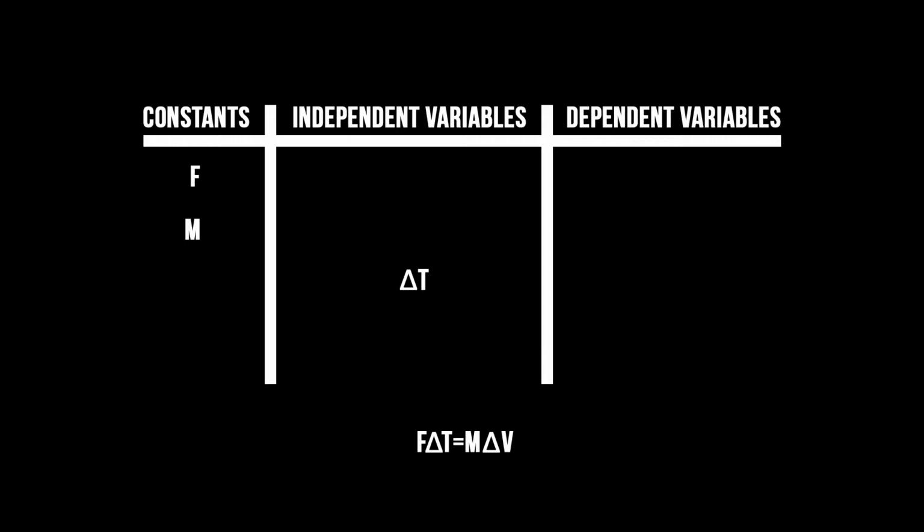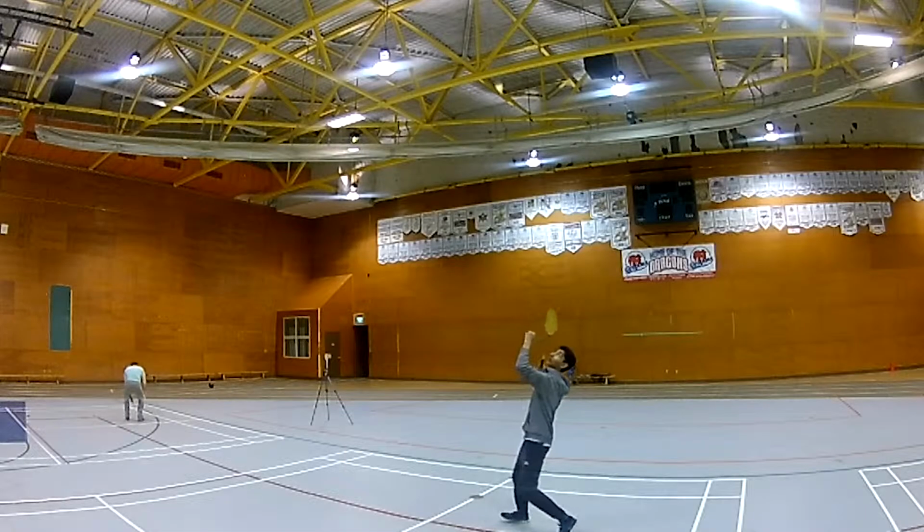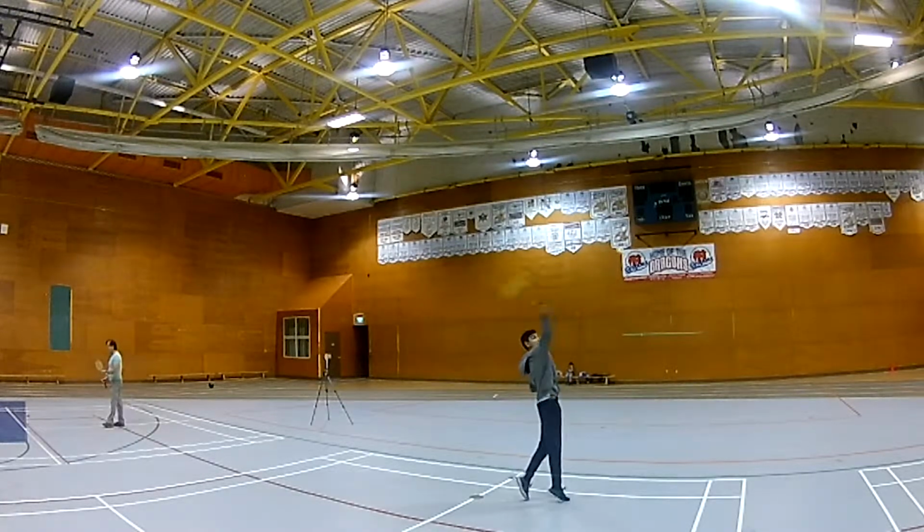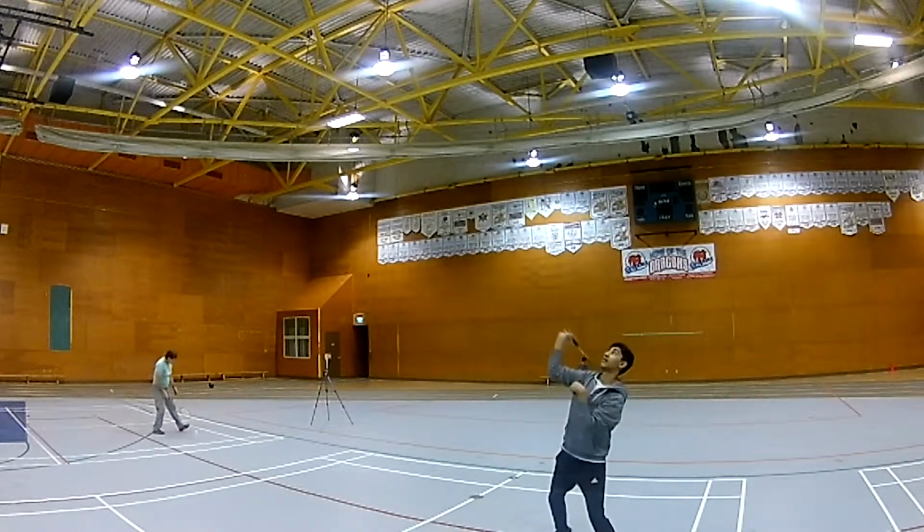Throughout all three experiments, our dependent variable was the change in velocity, delta v, which we observed from the distance our shuttle traveled. Why does the distance represent the change in velocity of our shuttle, you may ask? Well, the initial velocity of the shuttle before it is hit by the racket is roughly the same no matter how hard the shuttle was initially hit.